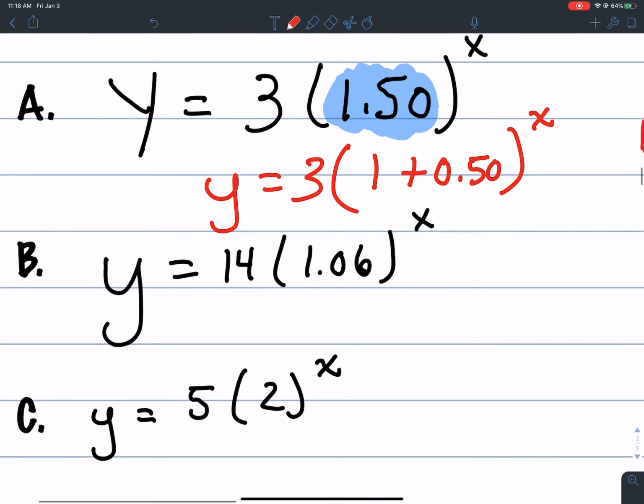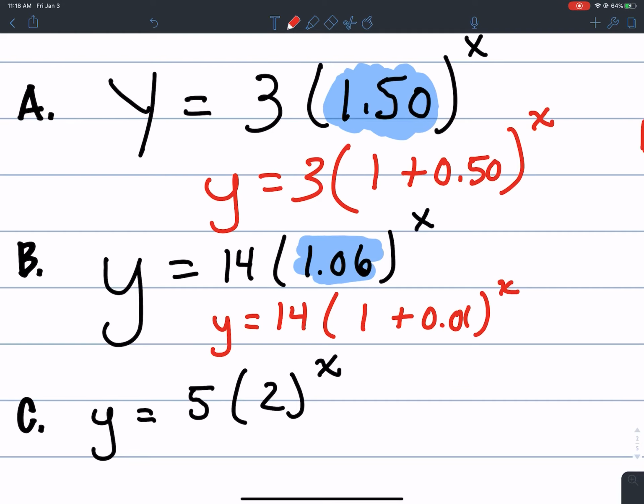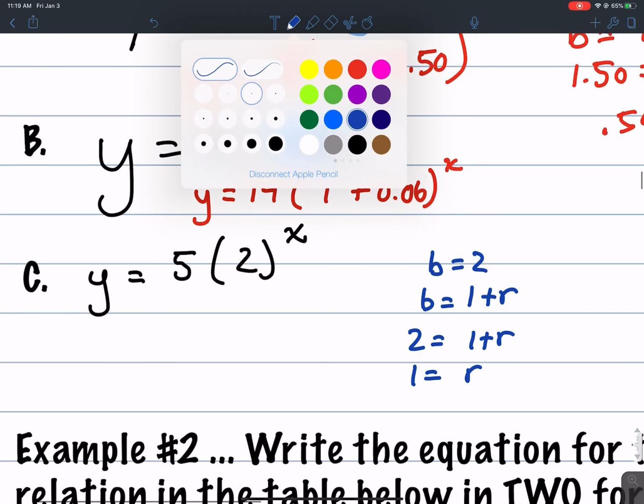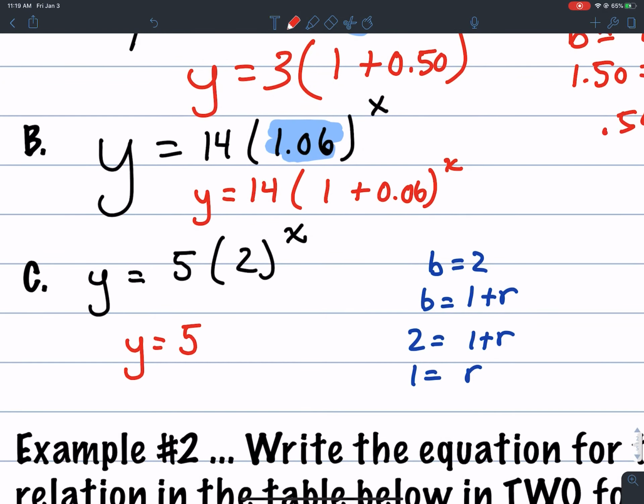So we look at the next one. Again, we can see that this b value is greater than 1. So when we write it as exponential growth, we have to write it as 1 plus something. So in this case, I would want to add 0.06. Now finally here, when I think about 2, and here we might need to show some side work, we know that b is equal to 2, but we also know that b is supposed to be rewritten as 1 plus r. So if 2 is the same thing as 1 plus r, by solving, we get 1 is equal to r. So I'd rewrite this as y equals 5 times 1 plus 1.0 to the power of x.